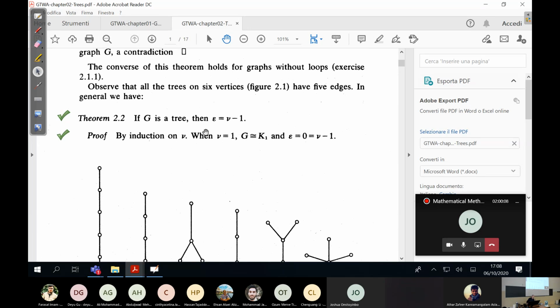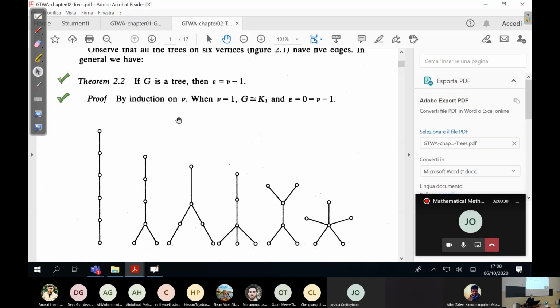Okay, back to this, which is the theorem I like more. I very often ask this theorem and the proof of this theorem, which is very nice, okay, by induction. If G is a tree, then epsilon equals ni minus 1. The number of edges equals the number of vertices minus 1, okay? We do it by induction on the number of vertices ni, okay? I'll have to tell you a little variation on what I said about proof by induction, but let's see.